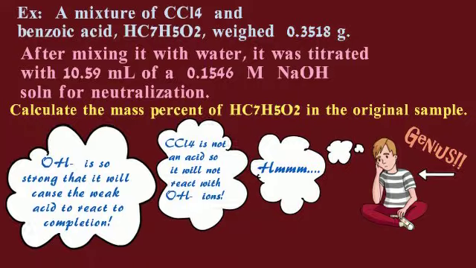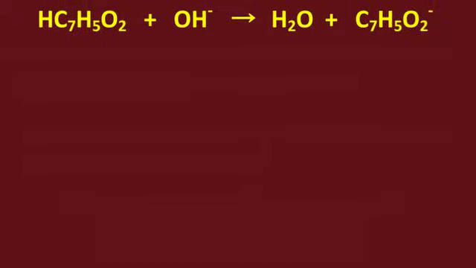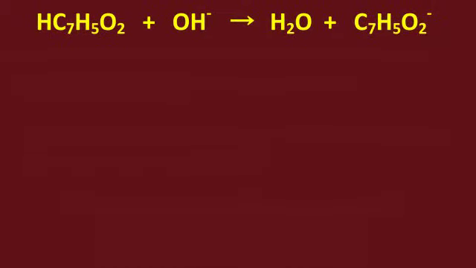All right. So let's go right to it. And you know it always starts with that balanced equation. This is what's actually happening. So that H and OH form water, and then you're left with the benzoate ion.